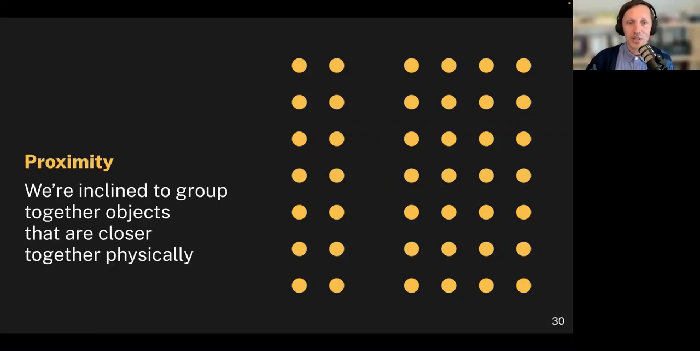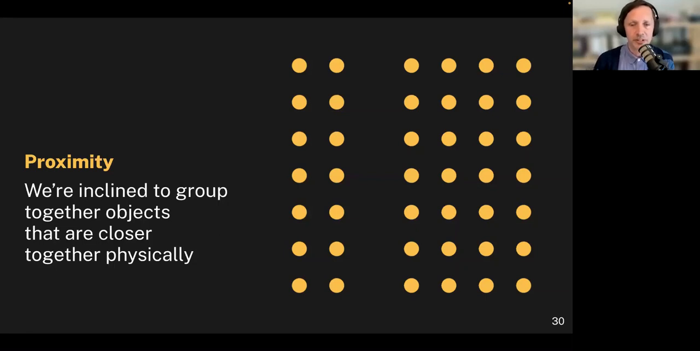Slide 30. Speaking of proximity, the third grouping principle says that we're inclined to group together objects that are closer together physically. And this is called the principle of proximity. On this slide, we see that same sort of 7x7 grid of gold dots, but the third column is removed. So we see two groups of gold dots separated by a space.